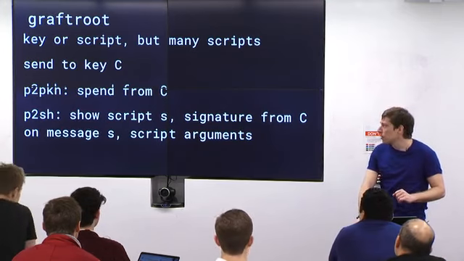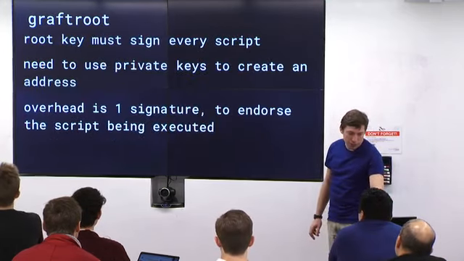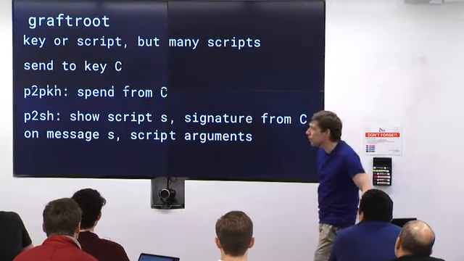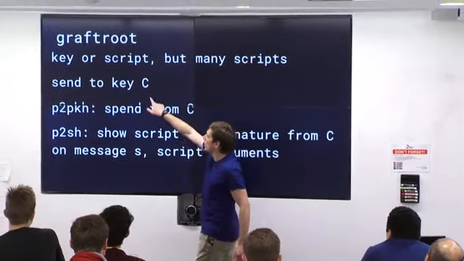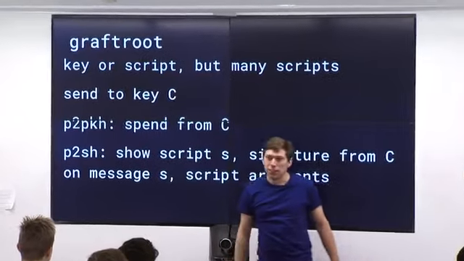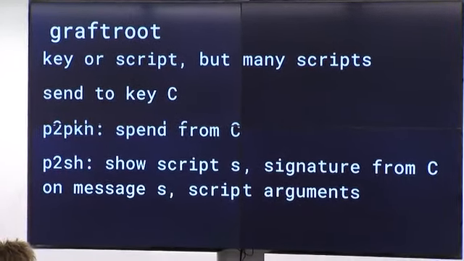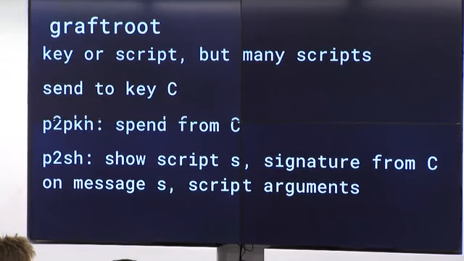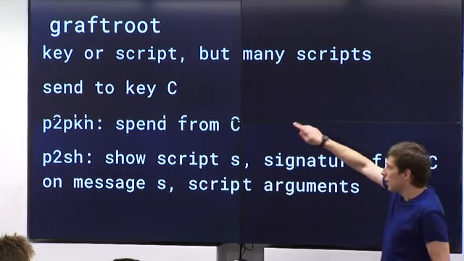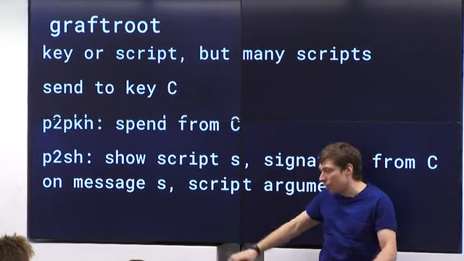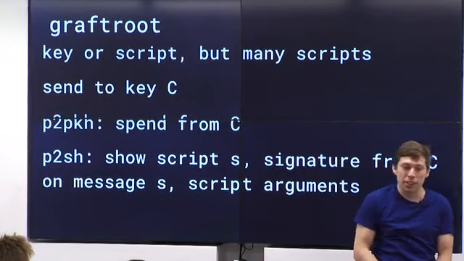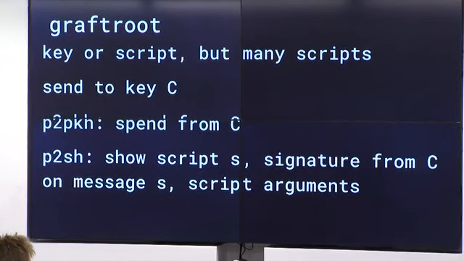It works. The problem is, one of the real problems is that there is this key C. There's this sort of root key that controls the whole thing. Implicit is the idea that key C endorses all the different leaves. So in the case of MAST, you've got, let's say, 4 different scripts that can execute. All 4 of those are committed to by the Merkle root.